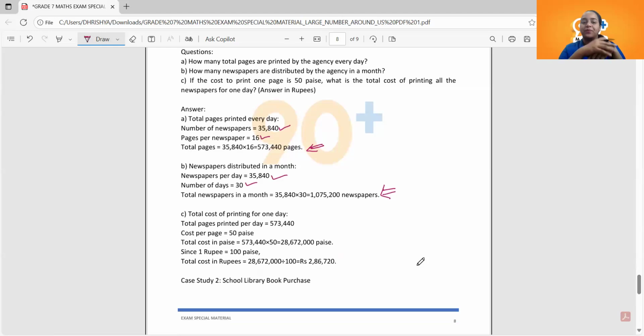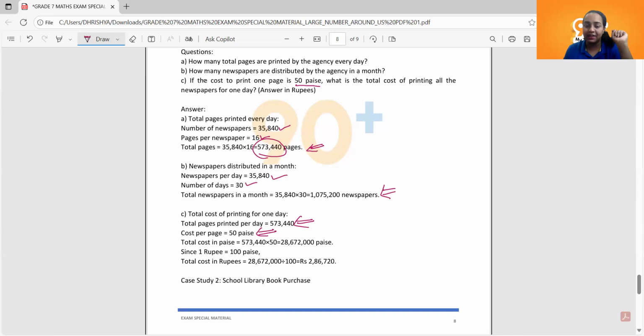Now, C question. If the cost to print one page was 50 paise, okay, one page costs 50 paise to print, what is the total cost of printing all the newspapers in one day? And we want the answer in rupees, that is also given. So first we have to find how many pages are printed. We already found this many pages are printed per day. One page is 50 paise, so the total cost in paise will be what?